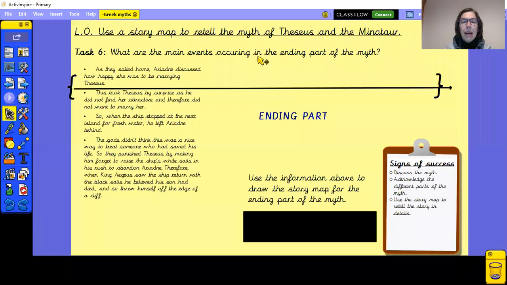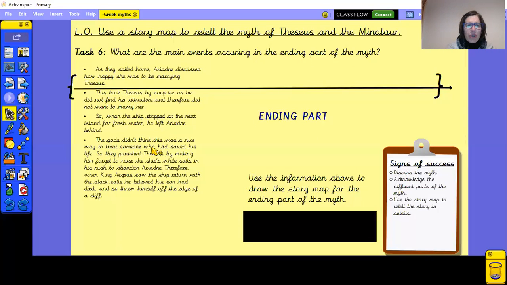And here we are back for the ending part of the myth. So these are my points. Ariadne discussed how happy she was to be marrying Theseus. But Theseus didn't think of marrying Ariadne, as he didn't find her attractive, and therefore he didn't want to marry her. So when the ship stopped at the next island for fresh water, he left Ariadne behind.